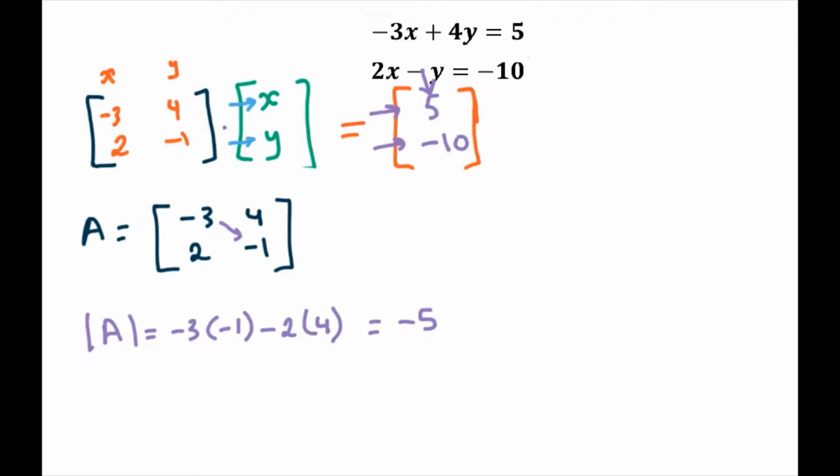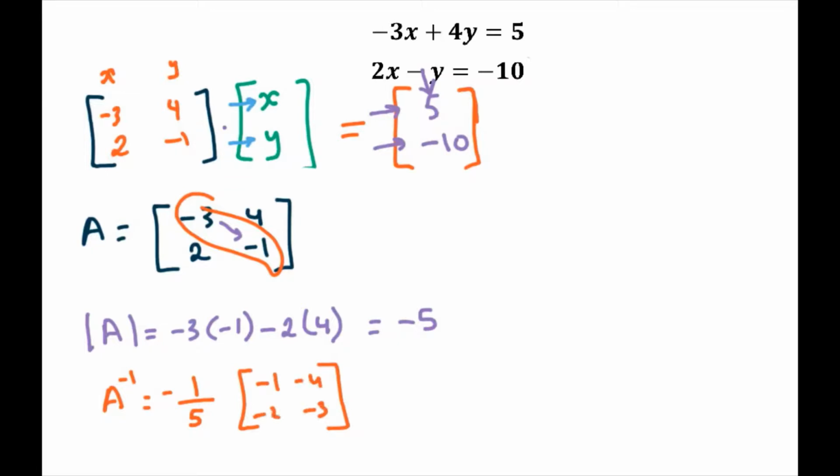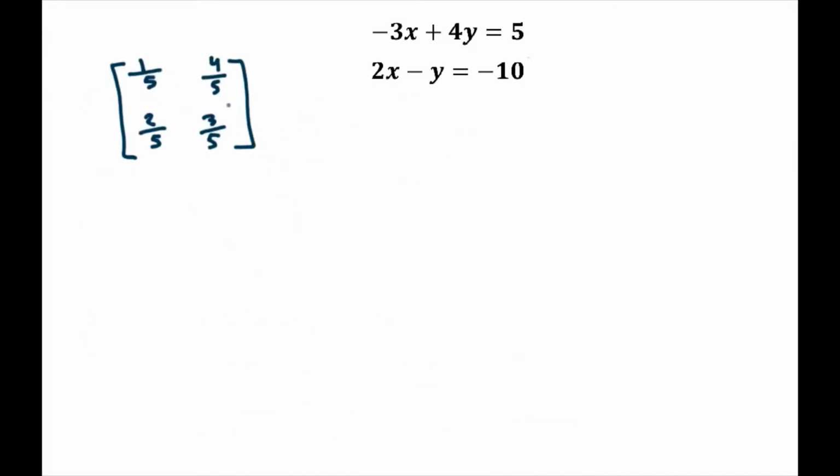And now, next I'm going to find the inverse, which is 1 over -5, which is -1 over 5, multiplied by the matrix A after you switch between these two and change the sign of 4 and 2. It's going to be -1, -3, -4, and -2. And then you find the answer: 1 over 5, 4 over 5, 2 over 5, and 3 over 5. That's my inverse matrix.